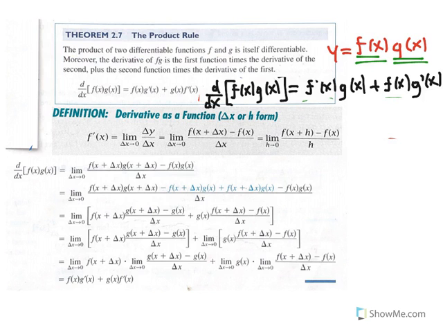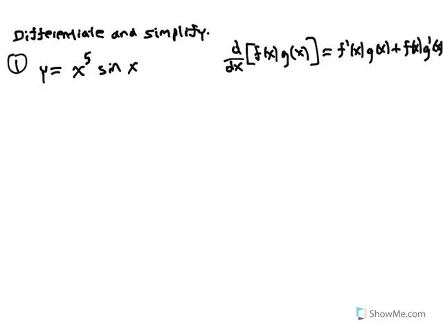So now you want to remember the product rule and be able to use it to find derivatives of products of functions. So we take a look at number 1 here, and you would recognize that the function that we have is a product of two differentiable functions. So to find the derivative, you have to use the product rule. You cannot do the following.